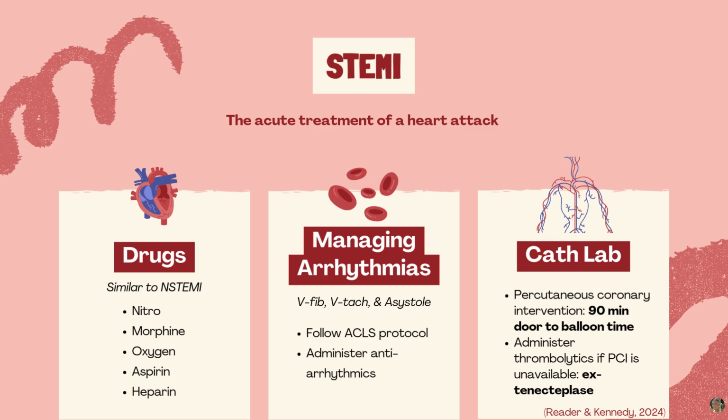Now, in some rural areas, PCI is not available, and so we need to consider thrombolytics. So this would be tenecteplase. It is a clot-eating medication. So unlike heparin, which just prevents clots, this actually goes in and eats any active clots that are in there. So this treatment is necessary, and often they'll need to place stents to prevent this from happening again.